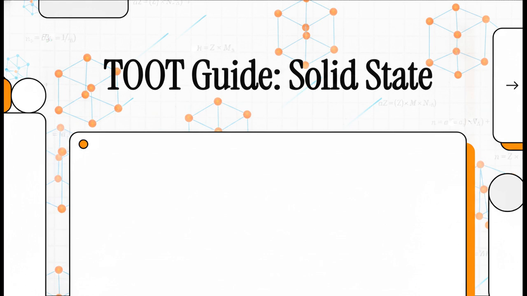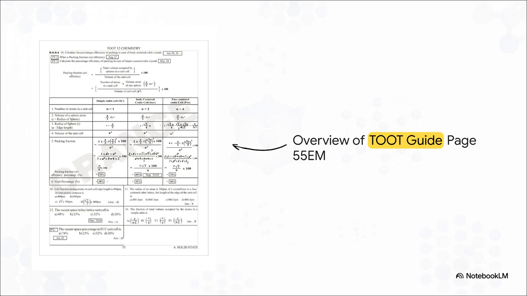Let's get started. We're looking specifically at 12th Chemistry Unit 6, Sections 6.63 and 6.64, directly from the legendary TOOT Guide, page number 55 EM. This single page has everything you need to know about cubic structures, completely packed with previous year board questions. We're going to read through it and understand it all, line by line.